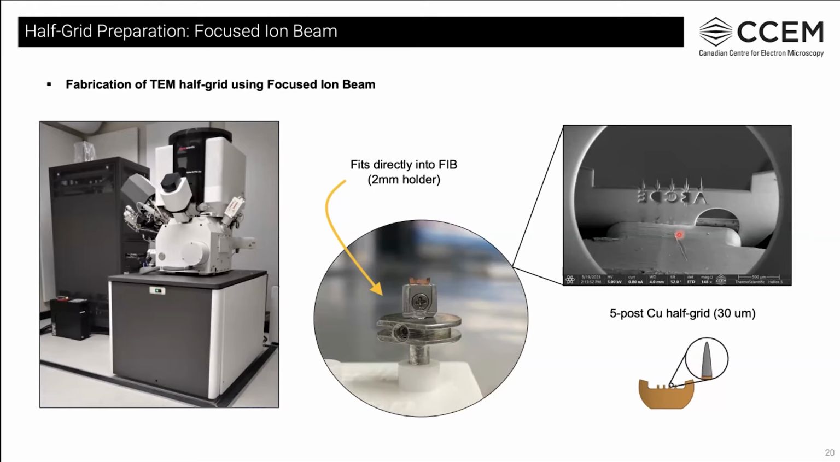Here you can see a standard 5-post copper half grid clamped into the top of our custom holder, and this geometry allows for relatively easy loading. And again, once the half grid is inserted, we don't have to touch it again, reducing the risk of bending any posts. Then our correlative holder with the grid can be placed into any 2 mm holder and transferred into the FIB. In particular, we use our plasma FIB, as the xenon beam source allows us to efficiently fabricate the posts in a reasonable time.